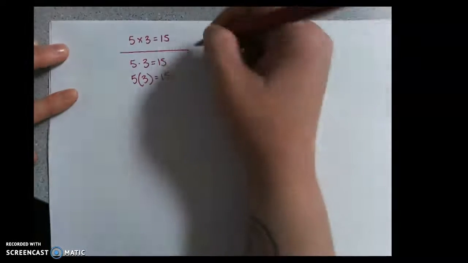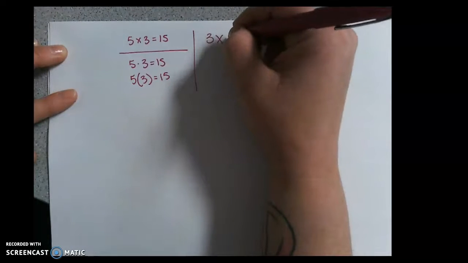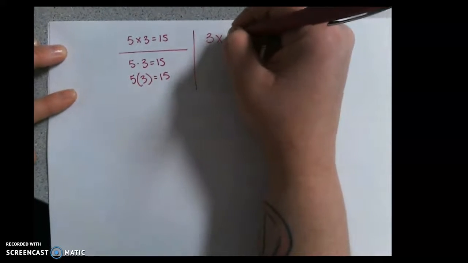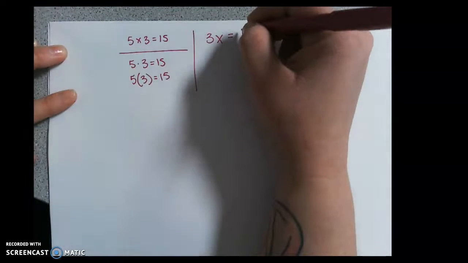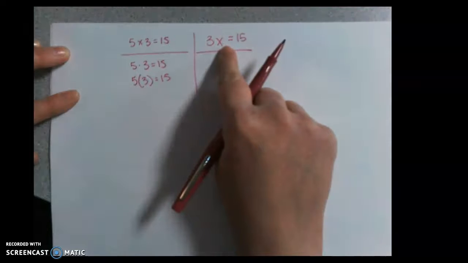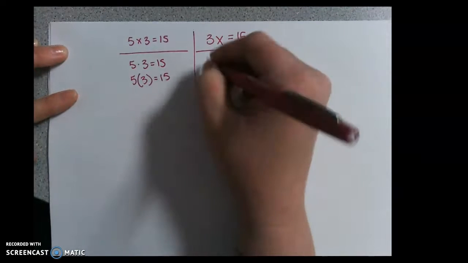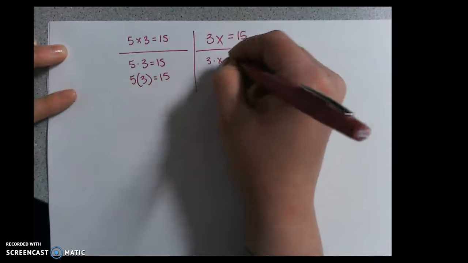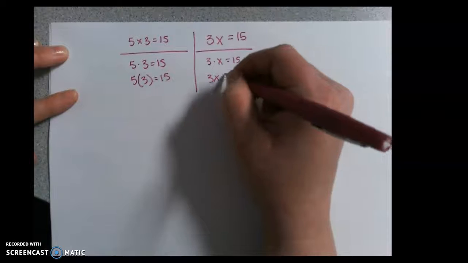Okay, now what if I had a variable in there and I had like 3x equals 15. Okay, so here what they're asking me is they're asking me to times whatever 3 is times x. So this could be 3 times x equals 15. This could just be 3x right next to each other equals 15, like that says up there.